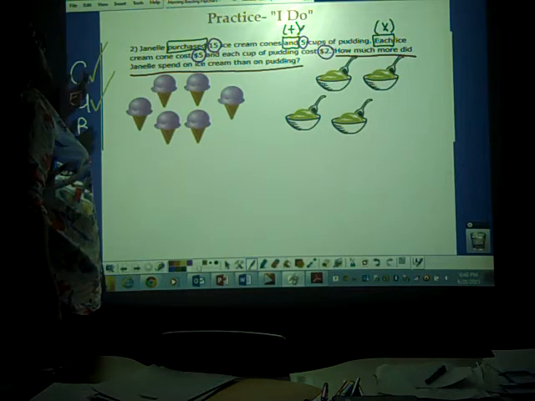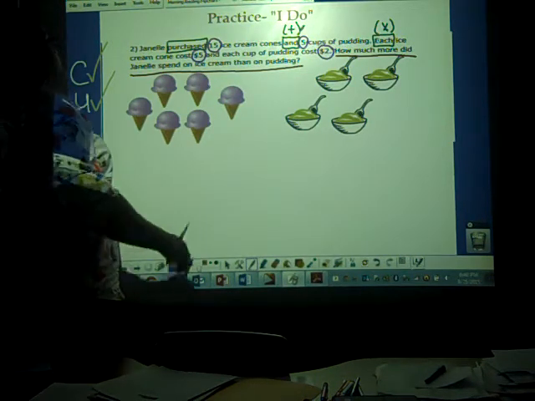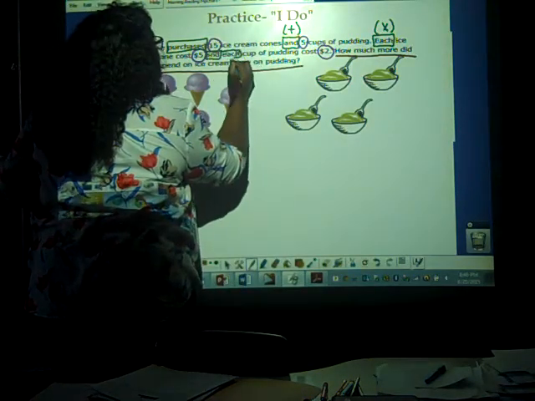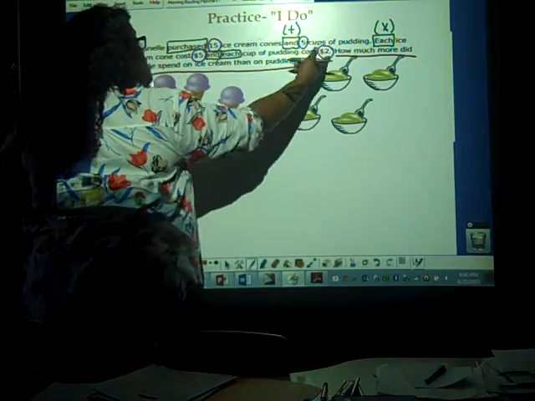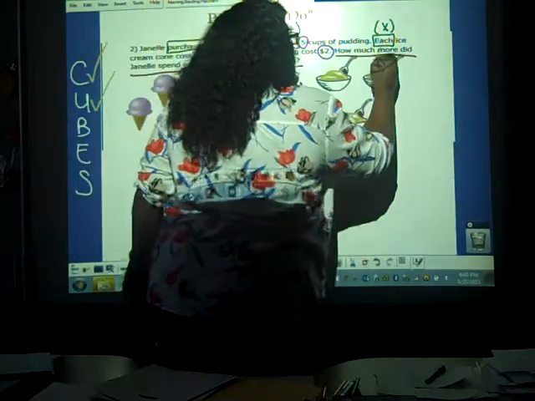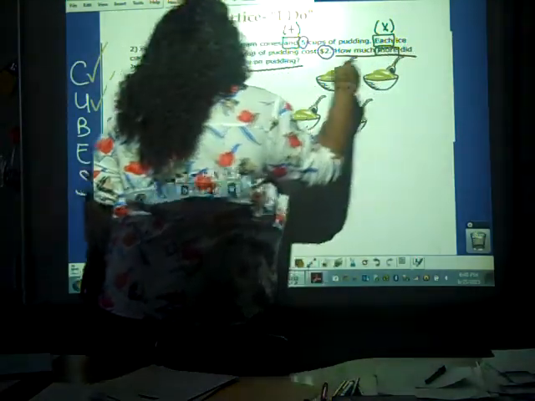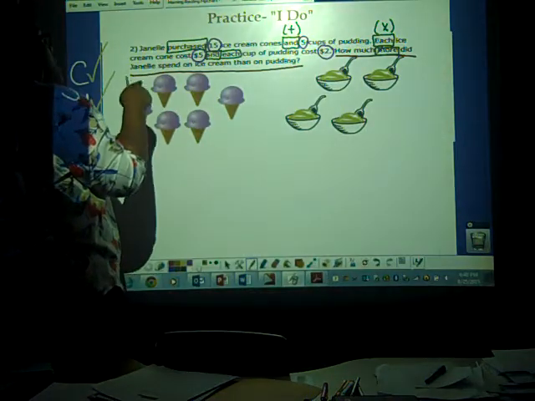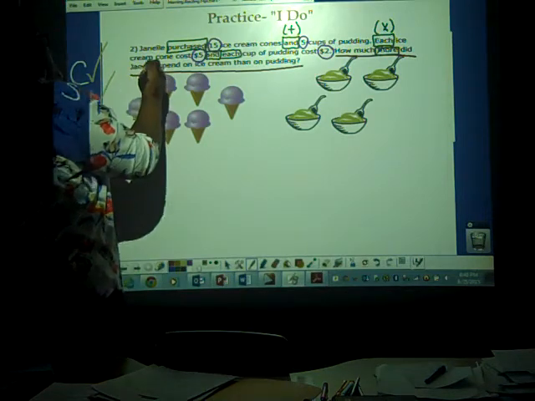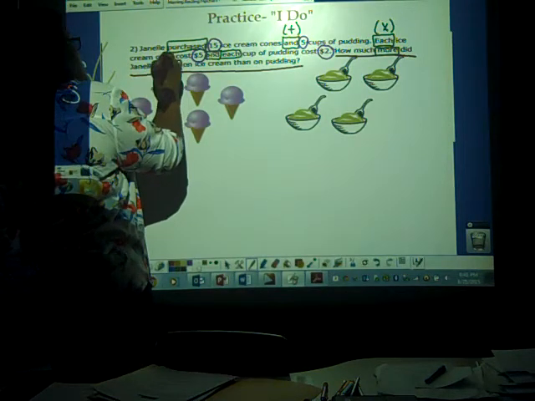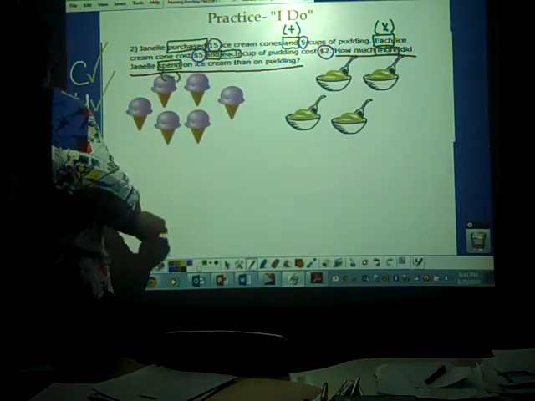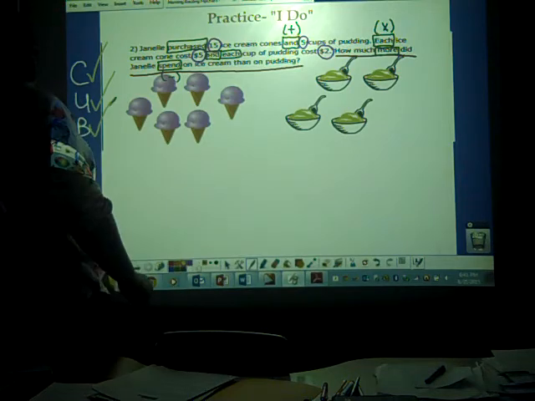Each ice cream cone costs $5. And, oh, there's that and again. And then each, what? Each cup of pudding costs $2. How much more did Janelle spend on ice cream than on pudding? If you're spending money, you are losing money. So you're subtracting money from yourself. So I just boxed in my keywords, okay?